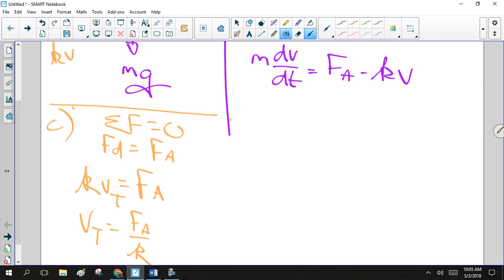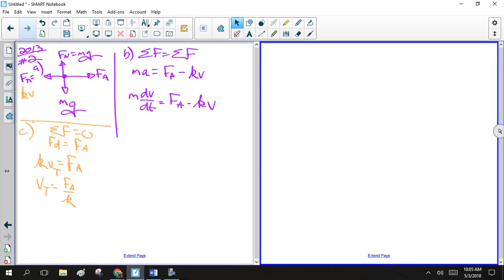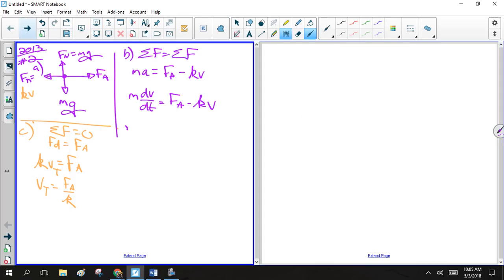Follow? All right, so now let's go back to part D. So part D wants us to solve this mess and come up with an expression for the velocity as a function of time. So really quickly, and I wish I had checked this before, let me see.